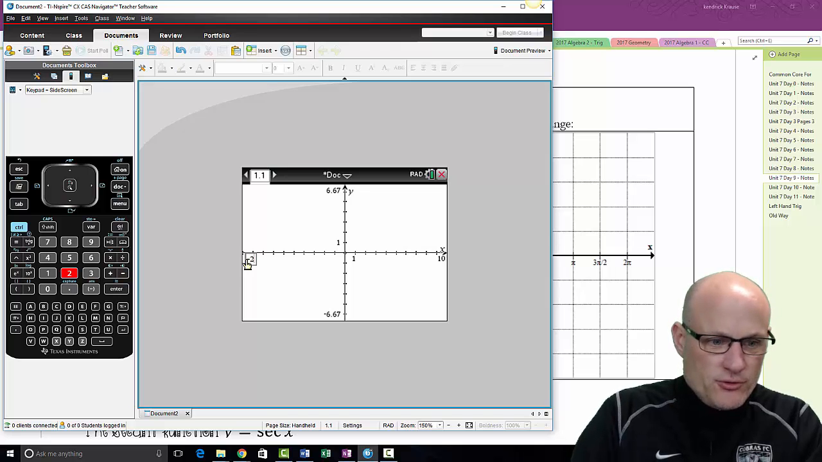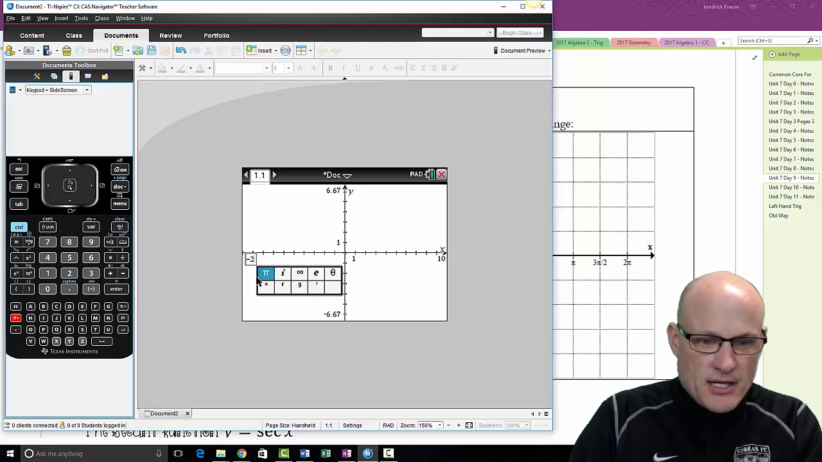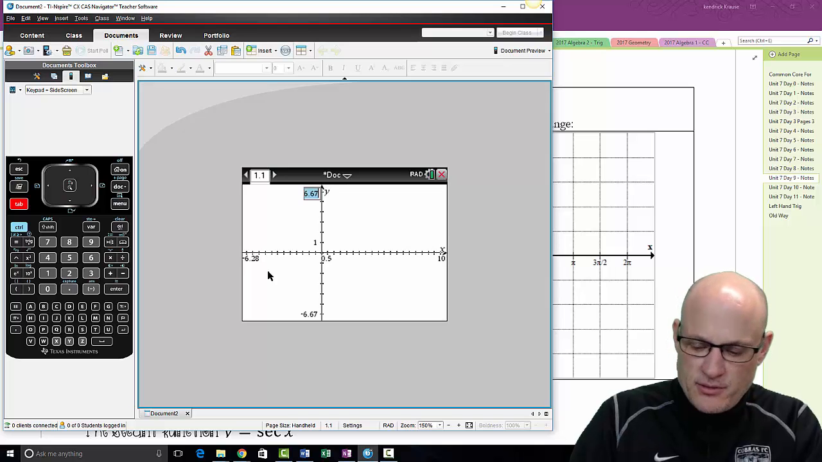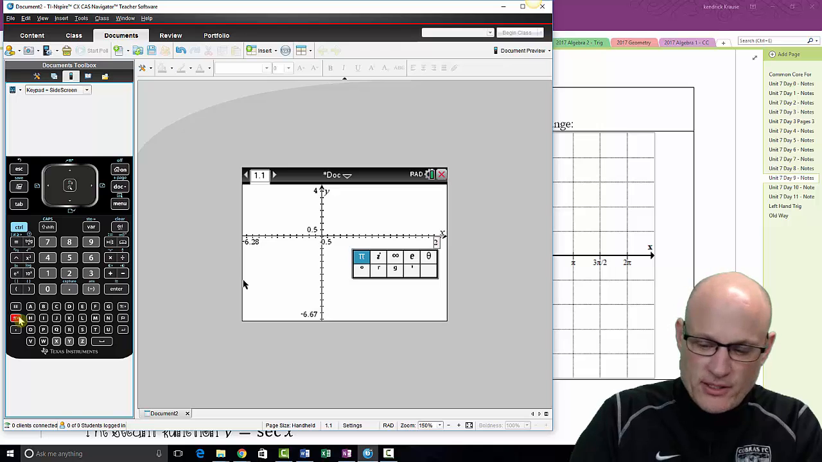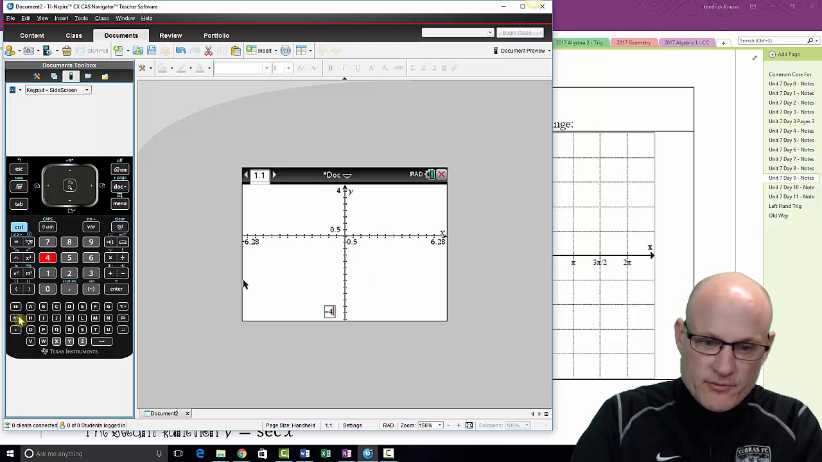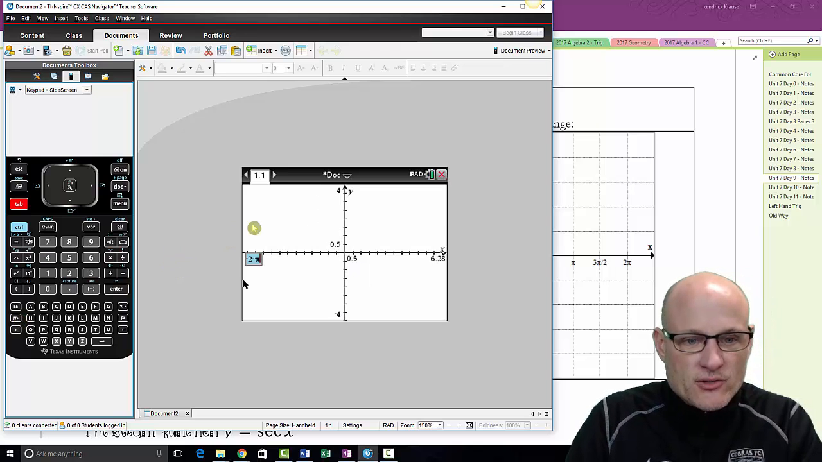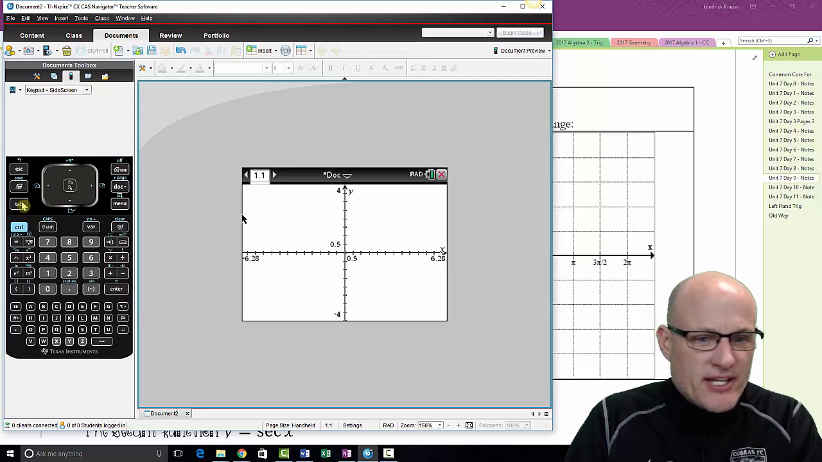Negative 2 pi, tab 4, tab 2. There's a faster way to get pi, tab negative 4. So I got that set up, ready to go. And let's just take a look. I'm in radian mode. Let's just take a look to see what this thing looks like.